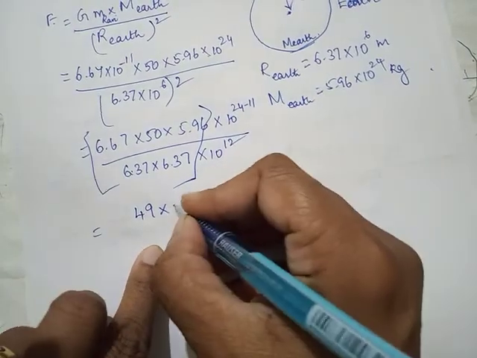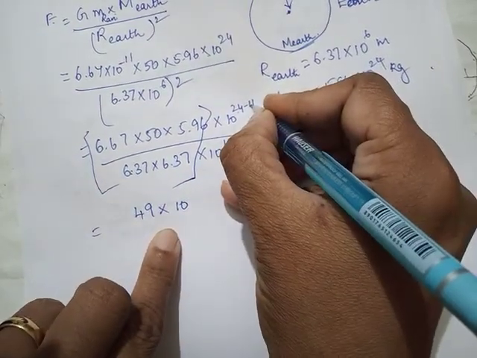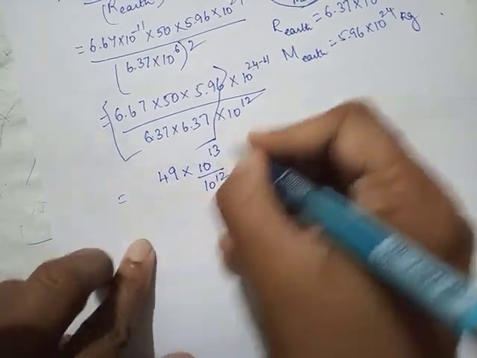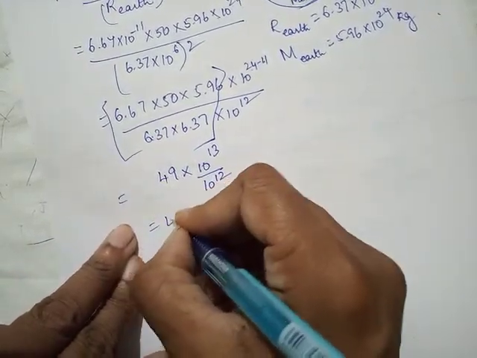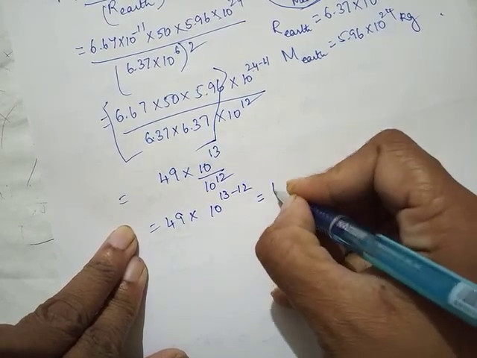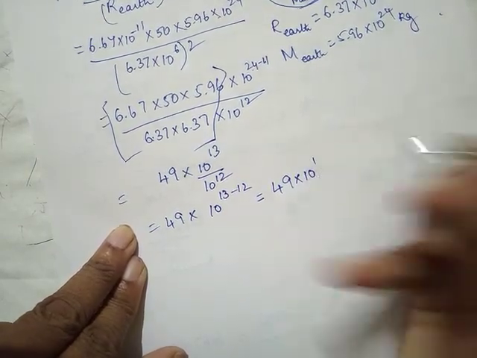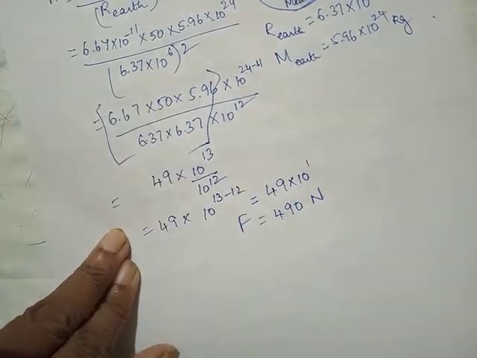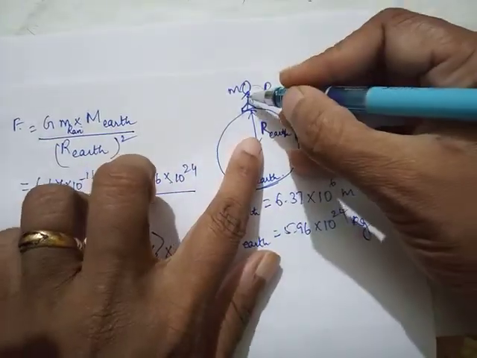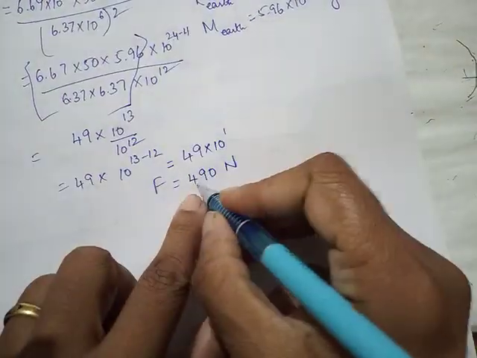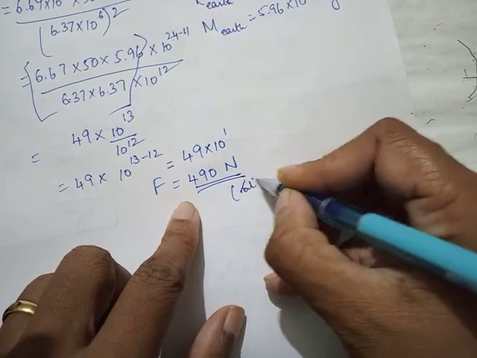Now, let's solve for the powers of 10. 24 minus 11 is 13. So you have 10 power 13 upon 10 power 12. If I solve these two, I'll have 10 power 13 minus 12, that is 10 power 1, that is 10, so 490 Newton. So between Ravi and Earth, the force of attraction is 490 Newton, which is a significant value.